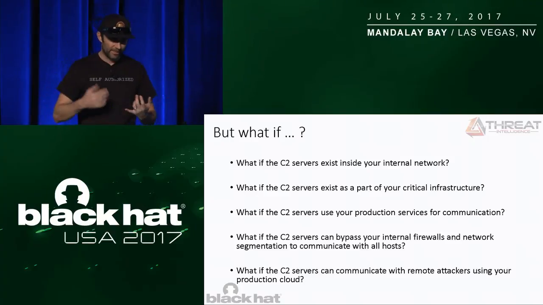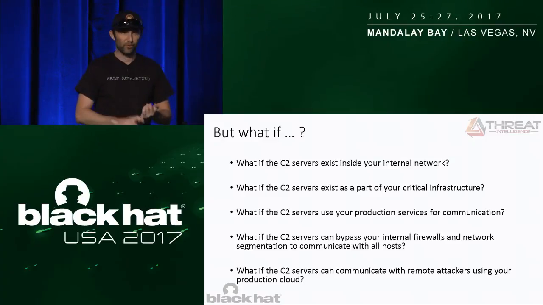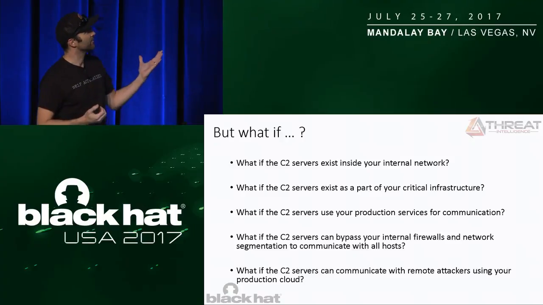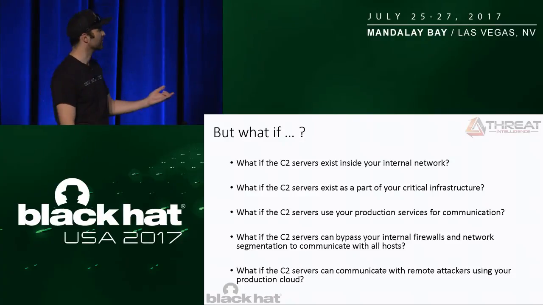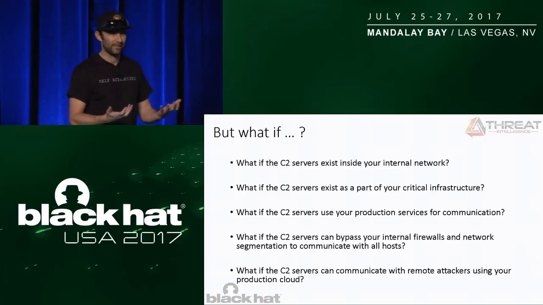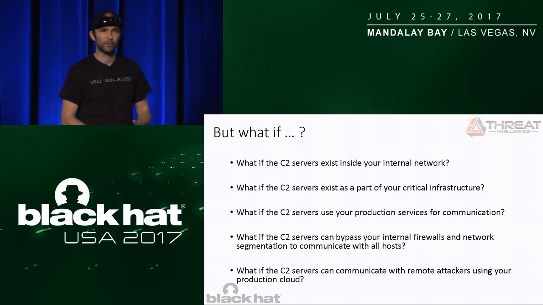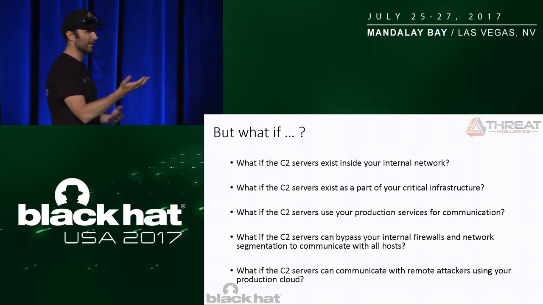what we're trying to do is make people realize what the next generation of attacks might look like. So start thinking about things like, what if a command and control server exists inside your internal network? What if the C2 server exists as a part of your critical infrastructure? How are you going to deal with that? What if the command and control servers start using your production services for their communications rather than trying to tunnel out via their own connections?